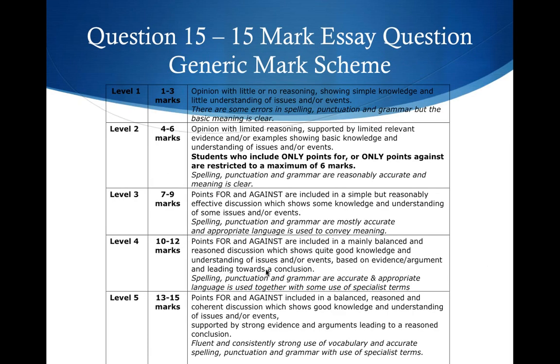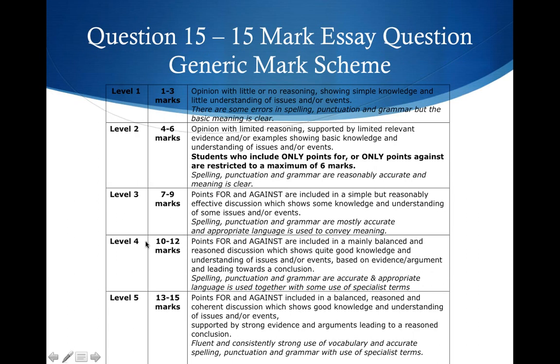Now, very, very similar to the Unit 1, you have a generic mark scheme for the essay questions. And again, I just want to really draw your attention to a few key things here. If you only give a one-sided argument, you restrict yourself to 6 marks. Now, this is absolutely essential that you know this, because however well you write these points, if you only cover one opinion, then you will automatically lose those other marks. And that can have a huge impact on the grade that you achieve in this particular exam. So please be aware of that.